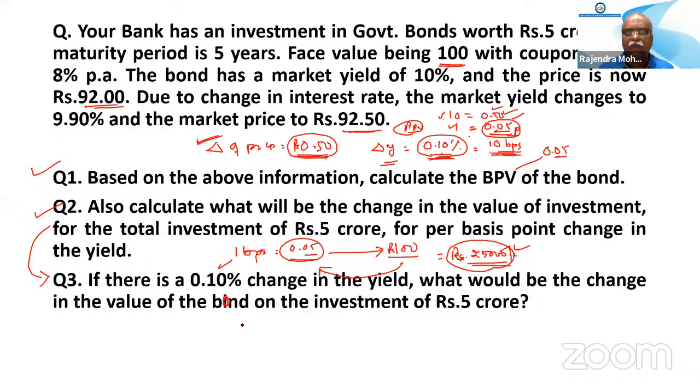See, this is for 1 basis point. We have got 25,000 for 1 basis point in question 2. So 0.10 means it is 10 basis points. So 1 basis point is 25,000, and 10 basis points will be 25,000 multiplied by 10. So it is 2,50,000. Okay. So can you repeat from the first question, sir?